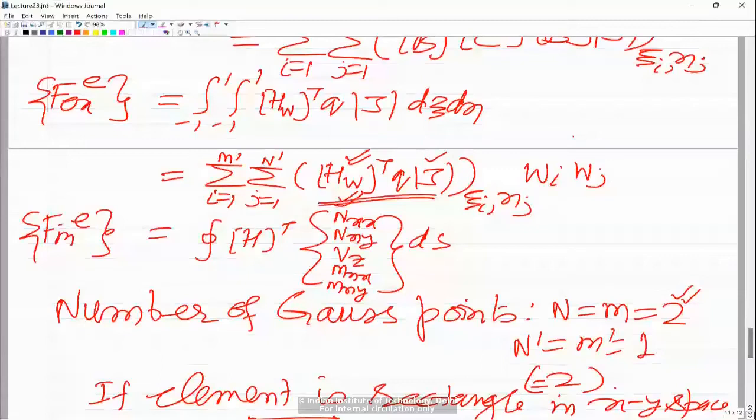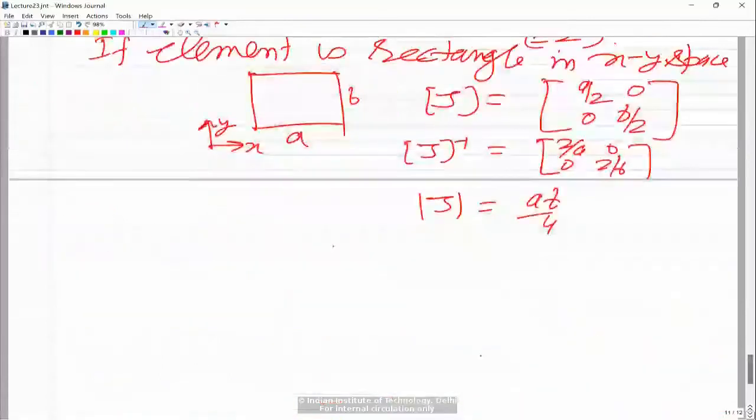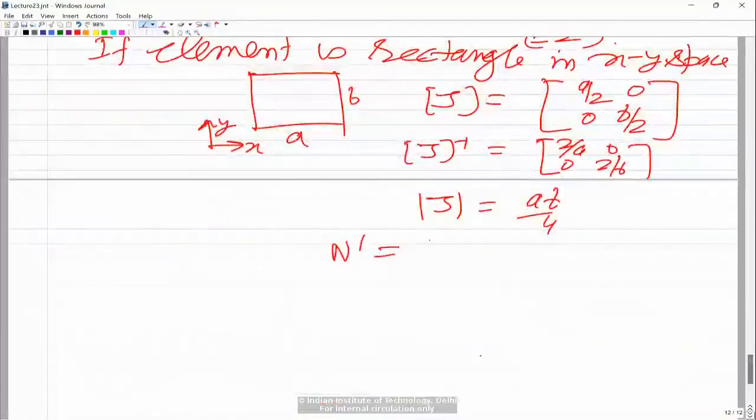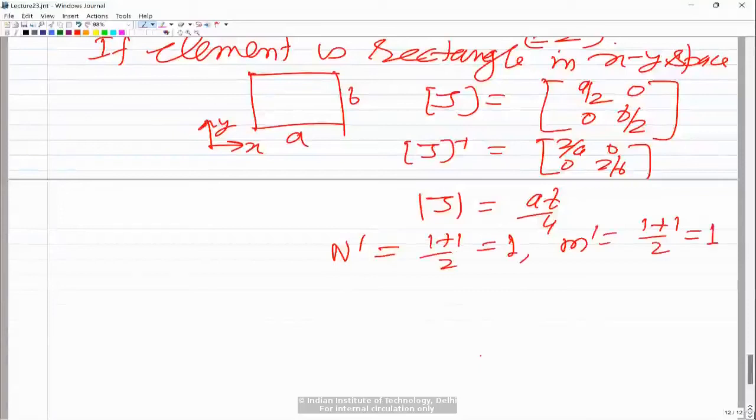So we are deciding now, if I write n dash, it is based on the highest power of eta, which is (1 plus 1) divided by 2, so that comes as 1. Similarly, m dash is based on the highest power of xi, which is 1 in the integrand, so (1 plus 1) by 2 is again 1. So that is how n dash is equal to m dash, which comes as unity.